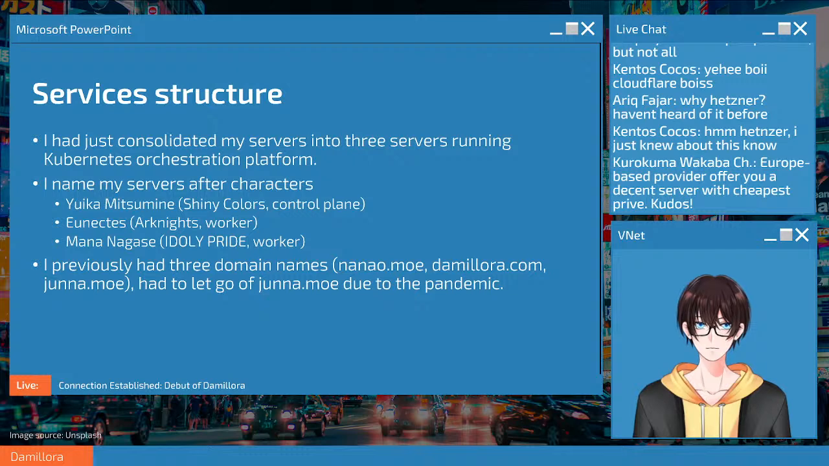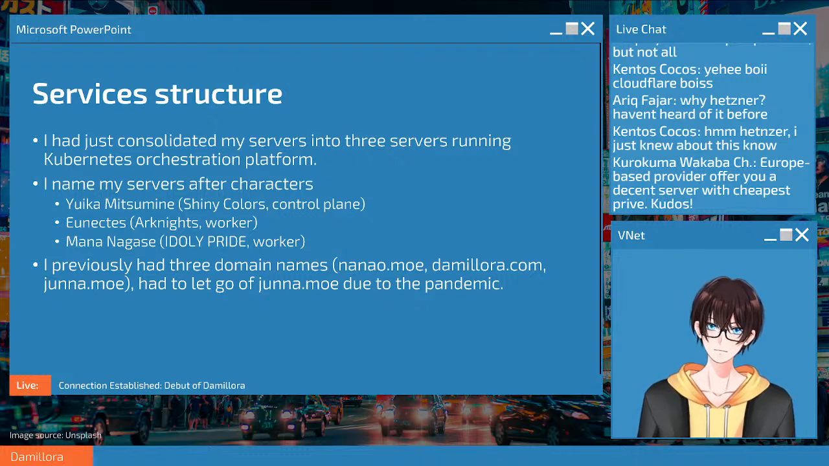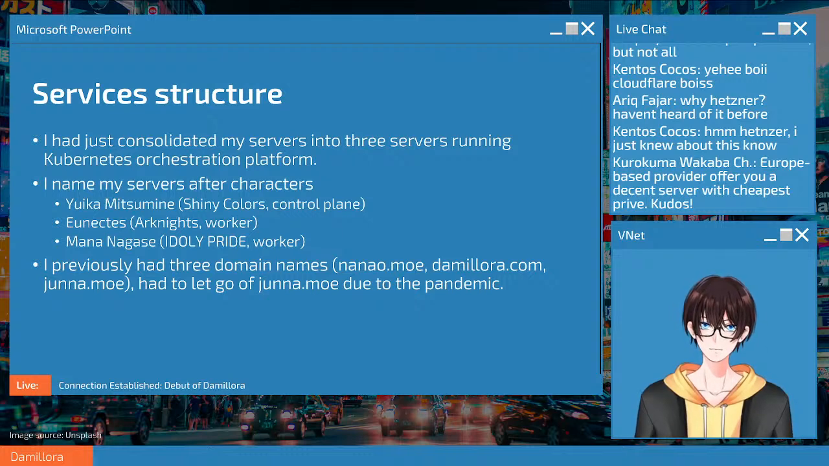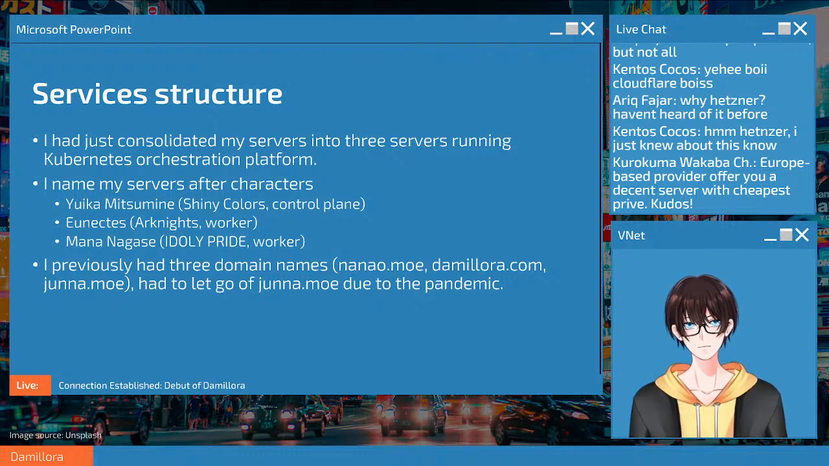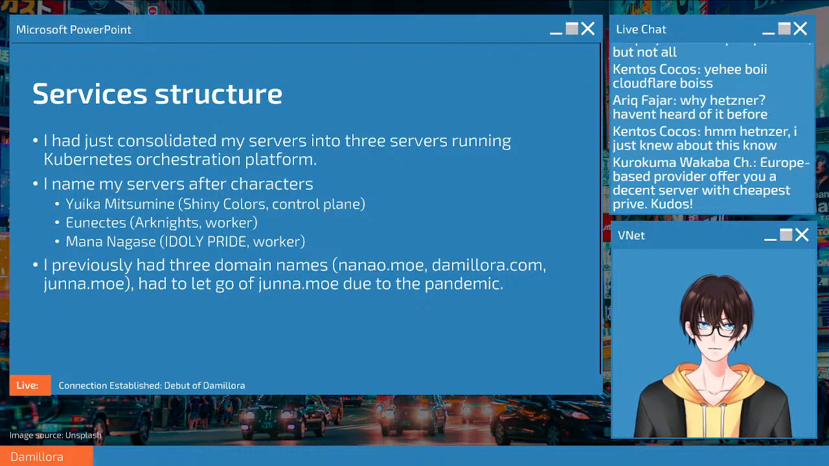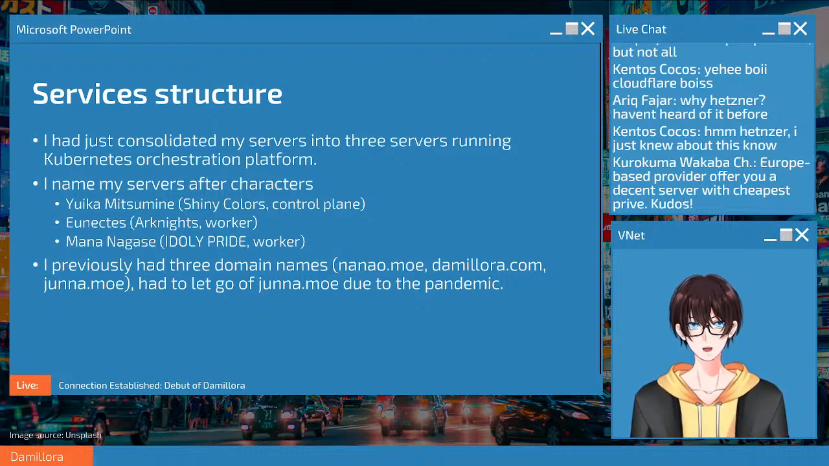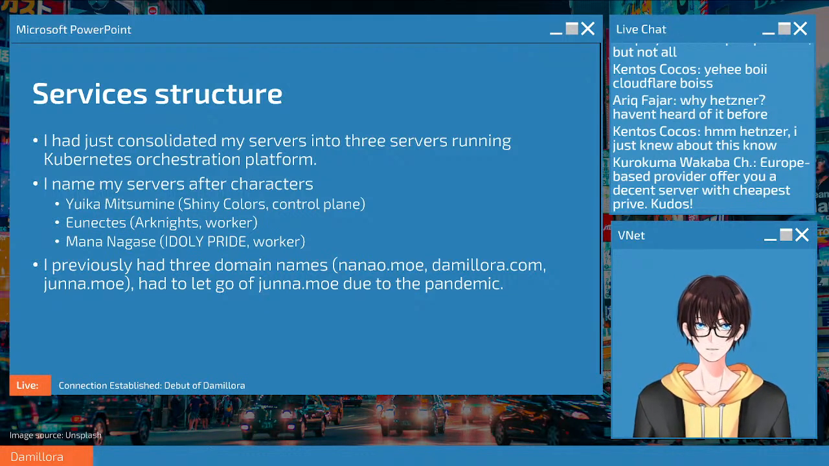And then finally, I previously had 3 domain names, but I had to let go of 1 because of the pandemic and me not having much income to support 3 domain names at the same time. This is how I run my servers, and this is probably making me slightly more vulnerable, but in the interest of education, I will just talk about them here.